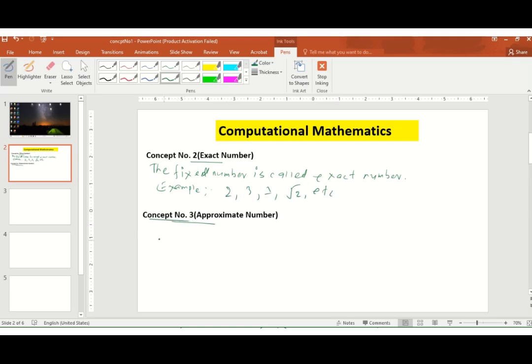So what is an approximate number? Those numbers that represent the number to a certain degree of accuracy.